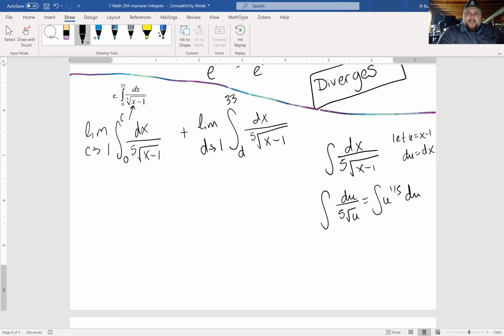So integrating that, you add 1 to the power. Would it be negative 1/5 power? Yes, sorry. Add 1 to that, it'd be 4/5, right? And then you times by 5/4. We'd have plus a constant. But again, we're only concerned with the u part. That'd be 5/4 x minus 1 to the 4/5.